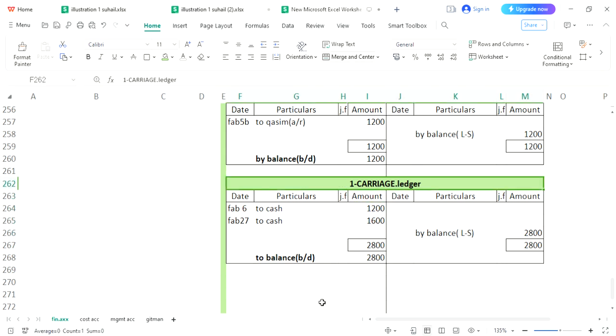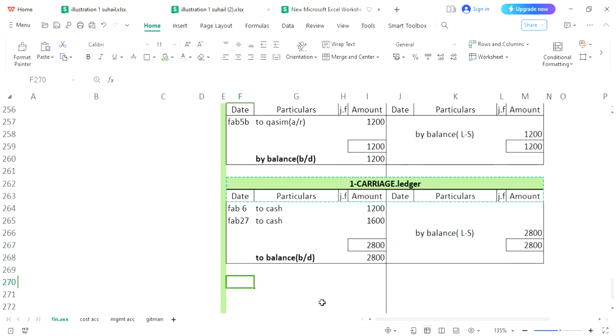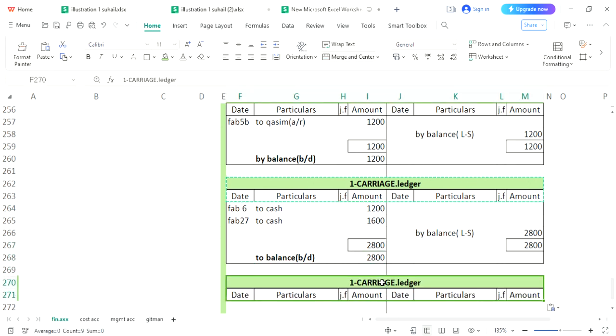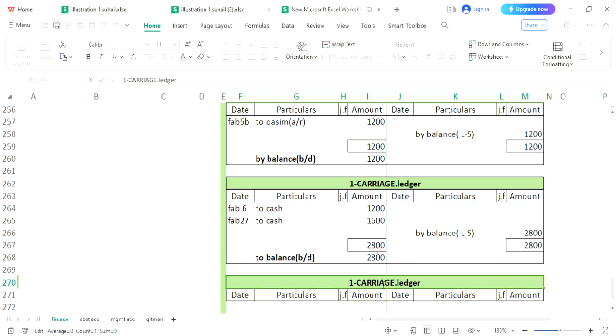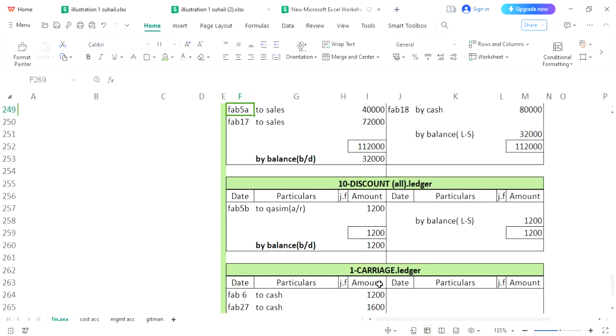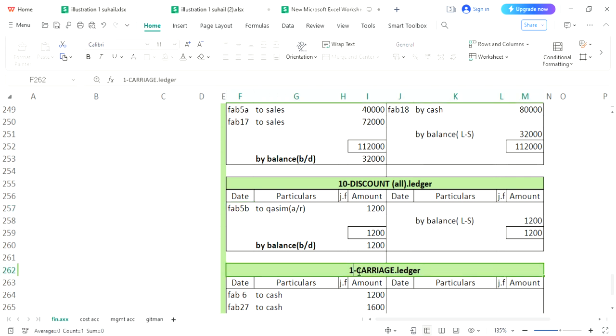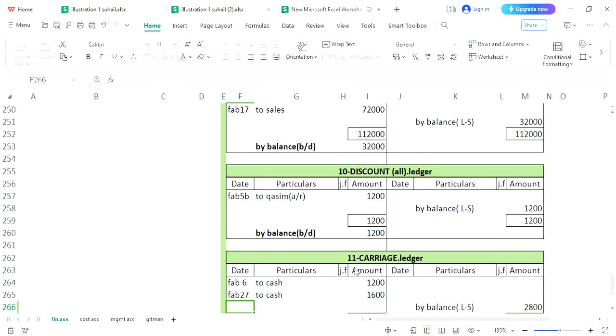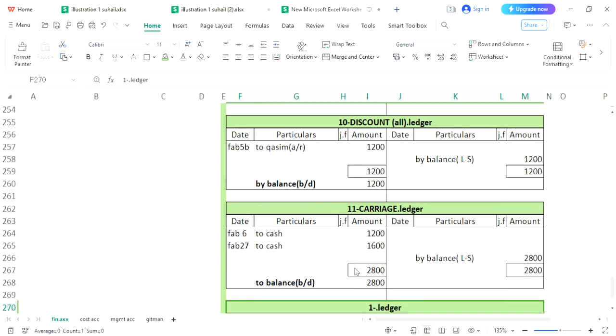Next ledger we are going to make, for which we are hiding our headings. Same heading will be used over here except for the title, and we will change its title. Beside this, we'll have to change the number as well. Discount ledger, and then carriage was 11th ledger, and now we are making next ledger which would be the 12th ledger. So just change the title.